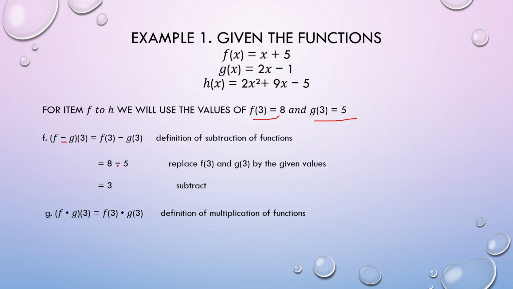Next, we go to the next. So this is the symbol for multiplication. We have f at 3 times g at 3 by definition of functions. The value of f at 3 is 8 and g at 3 is 5. So we replace f at 3 and g of 3 by the given values. So we have here 8 times 5. 8 times 5 equals 40. Okay? Any question?